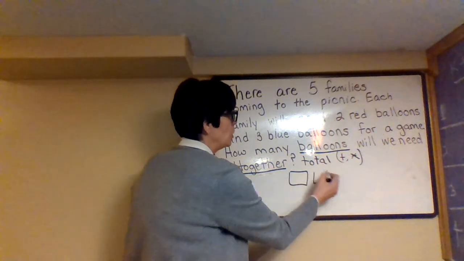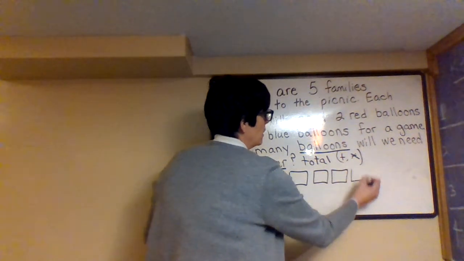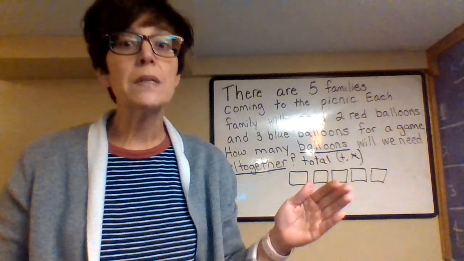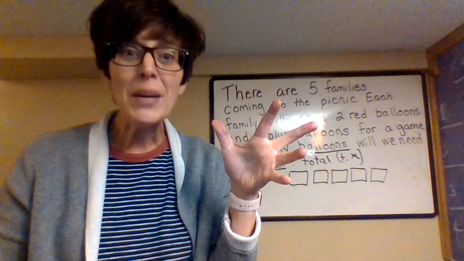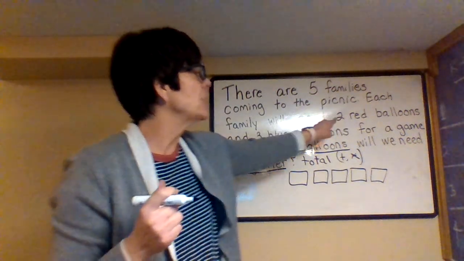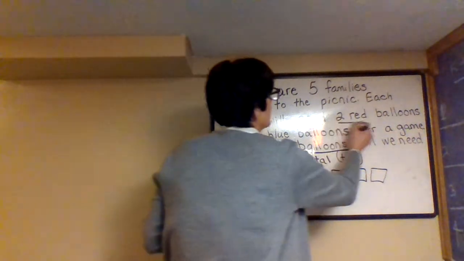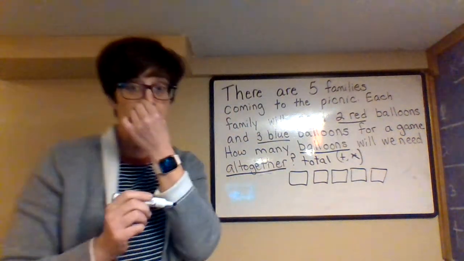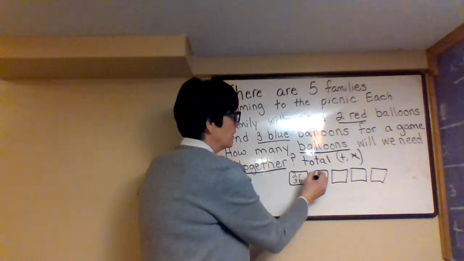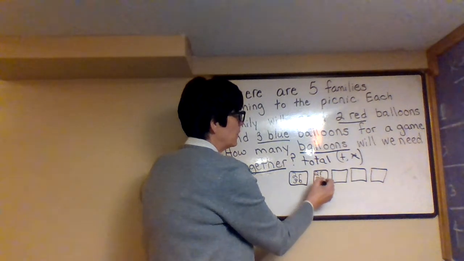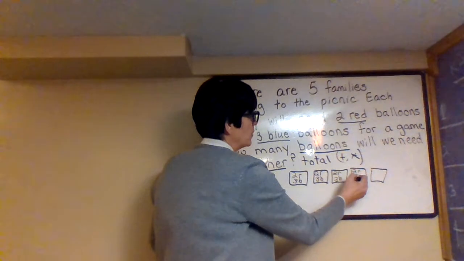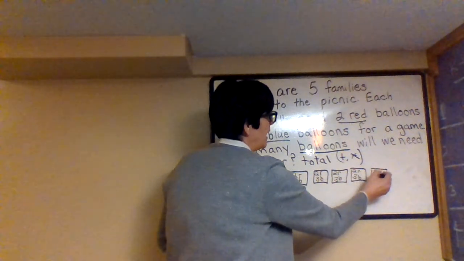Okay, so I have 5 families. 1, 2, 3, 4, 5. 5 families or 5 groups. I hope you're already thinking, oh, you got some groups going on? Oh, I might need to do some multiplying. Each family is going to need 2 red balloons, 3 blue balloons. So this family is going to need 2 red, 3 blue, and so on for each family.